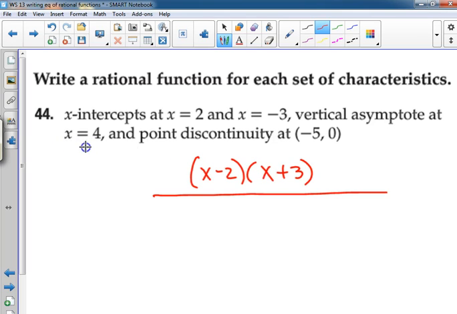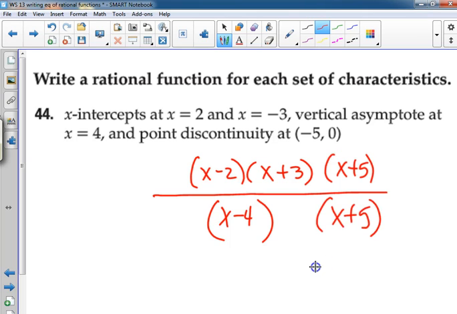Vertical asymptote at 4. Point discontinuity at negative 5, 0. Yes? Okay, but is that going to give us a 0? I vote we just stop here because I think this is a little more than we want. But when we cancel, if we put a negative 5 in, it has to come out 0. So we'd have to find a way to make that true. We're just going to go with it has a hole at negative 5 and call it a day.